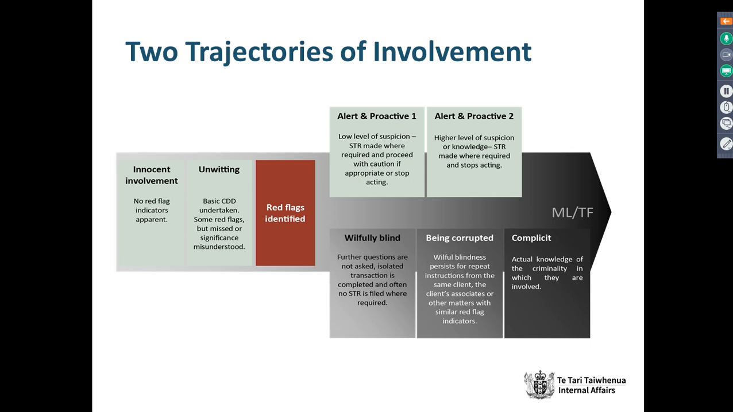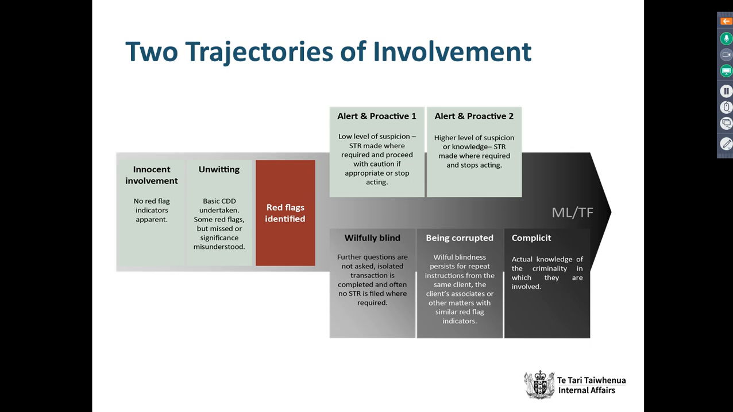Now, this is a diagram produced by the Financial Action Task Force, and I won't dwell on it for too long other than to say it shows two trajectories of involvement, and we want you to be on the top line. So at the start there, you'll see that it talks about innocent involvement with no real identification of red flags or some basic mitigation taking place. Where we actually want you to be is up in the alert and proactive boxes. So we want you to understand your customers, the risks in your business, and report effectively when you identify that those red flags have been triggered. We don't want you to fall down into the willfully blind, corrupt and complicit boxes at the bottom there. That's our worst case scenario.